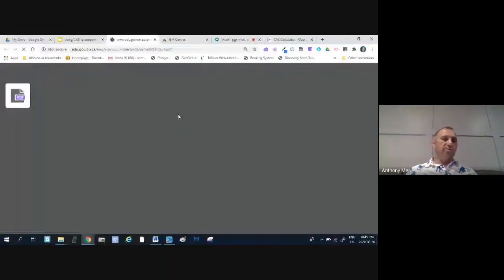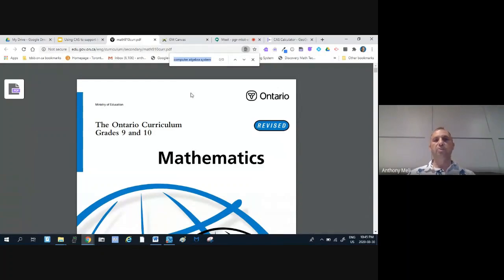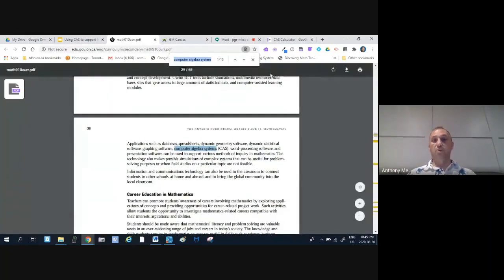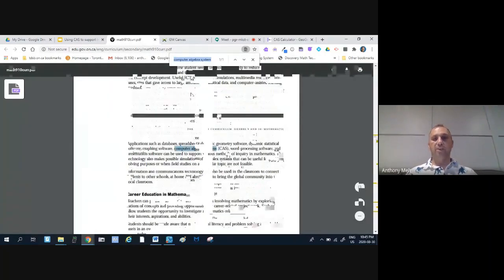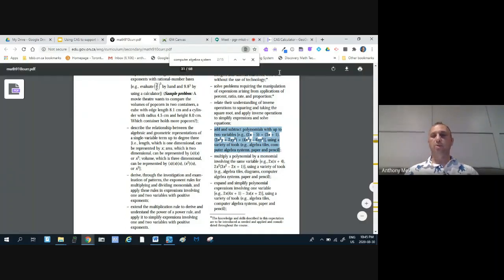I'm going to try and very briefly take you through the curriculum document here. This is the grade 9 and 10 curriculum document. If I do a quick little search for computer algebra systems, you'll see that it shows up not only in the preamble, but in some of the actual expectations. For example, add and subtract polynomials with up to 2 variables, using a variety of tools, and you notice it specifically mentions algebra tiles, but also computer algebra systems, paper and pencil. There's different ways that it wants you to show students how to add and subtract polynomials.